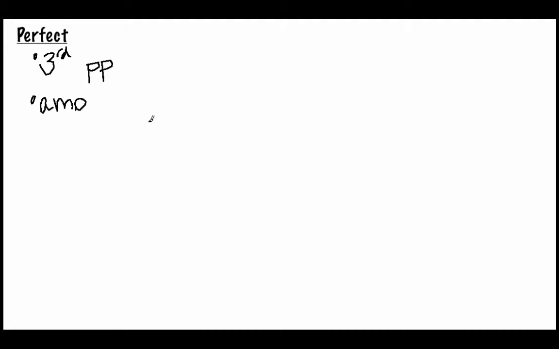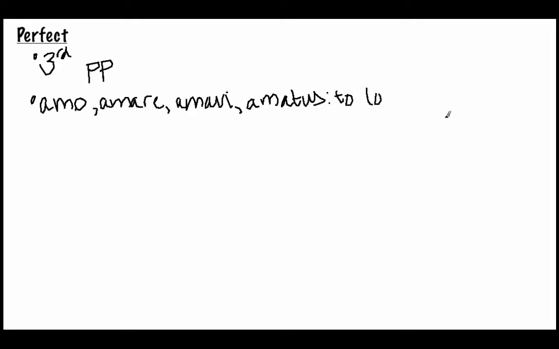Okay, and I'll do the one I've been doing: amo, amare, amavi, amatus. And it means to love. Okay, so the third principal part, as I mentioned, or the perfect tense, is actually very easy. And all you need to do is remove the I on your third principal part. So let's do that. Just cross off that I, and you're left with something that ends in a V. And that is your stem.